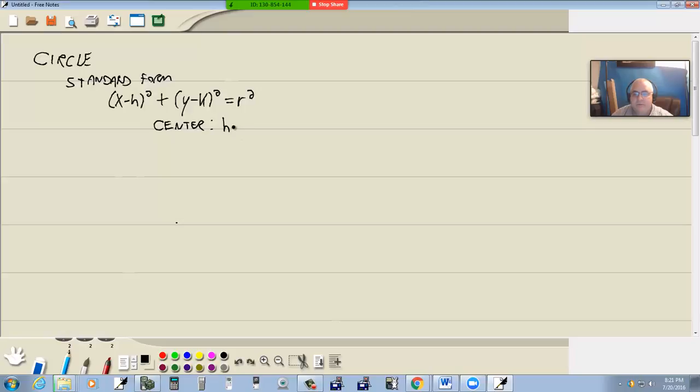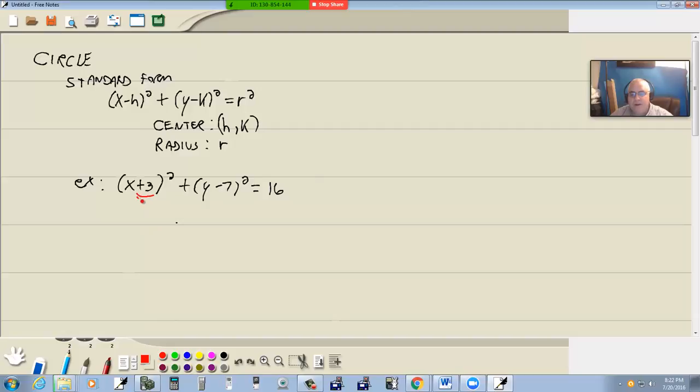Now your center will be (h, k), and it's a point. Your radius is going to be r. Now in some cases, you may be given the problem in standard form. Like this right here. Now standard form does not mean you have a minus in each one of these. You can have a plus or a minus. All it says is you can have x plus or minus a number squared plus y plus or minus a number squared equals a number.